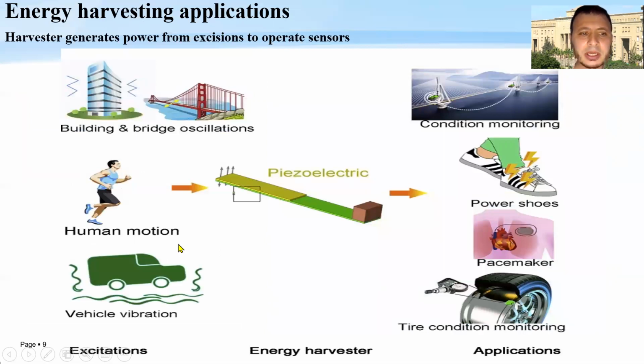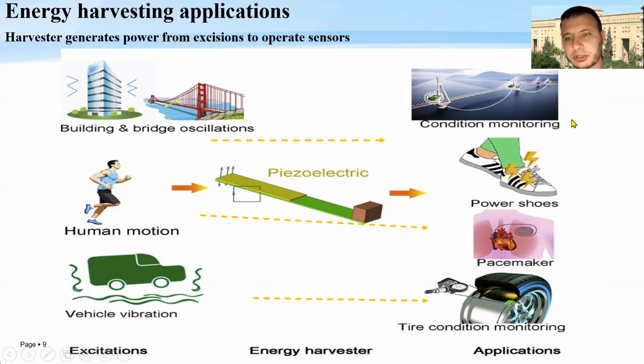The first column of the figure shows the excitation of car, human motion, building. This harvester generates power from excitations to operate sensors. These sensors can be used in tire condition monitoring or pacemaker or condition monitoring, as shown in this figure.